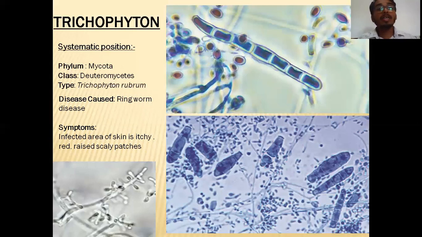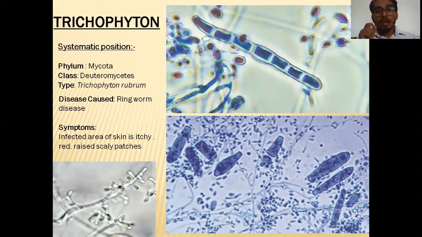It is going to attack the host from the outside, and it is going to feed on the keratin of the skin, the keratin protein of the skin. So what symptoms are going to be visible? The affected areas are going to show round markings, ring-like markings, hence the term ringworm disease. The infected areas of the skin are itchy, red and a little raised, and scaly patches are observed. Compared to your normal skin, those areas will be a little coarse, hard, rough and scaly.